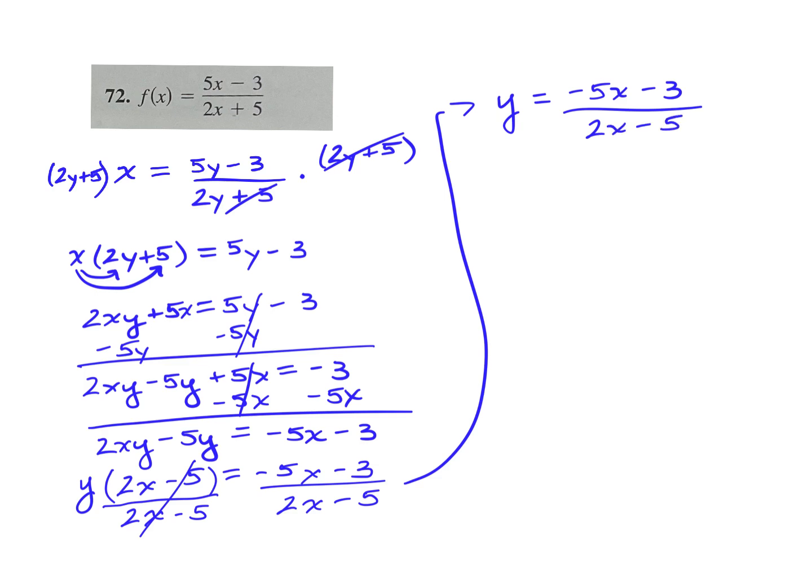I'm going to replace y with inverse function notation because that's really what I've just found. So instead of y, I'm going to write f negative 1 of x is equal to negative 5x minus 3, and that's being divided by 2x minus 5. So this would be your inverse function.